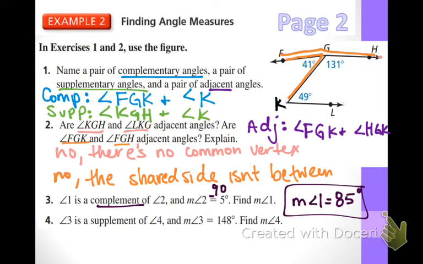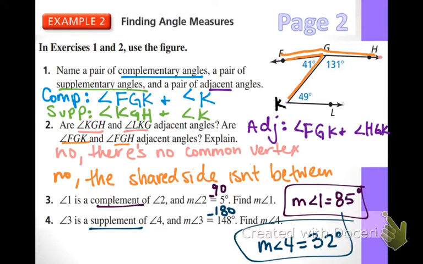Then the second, angle 3 is a supplement of angle 4. The measure of angle 3 is 148. So supplements mean they add up to 180. So we're going to subtract from 180. So the measure of angle 4 is 32 degrees.